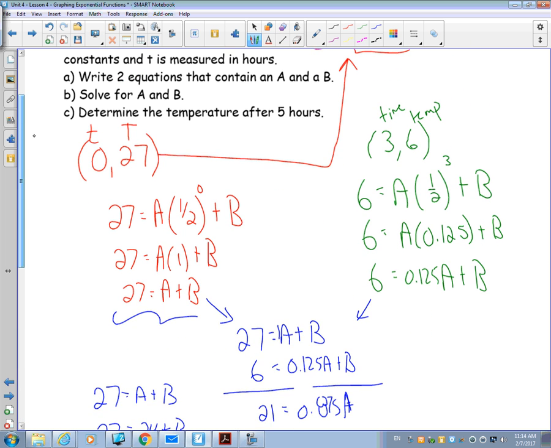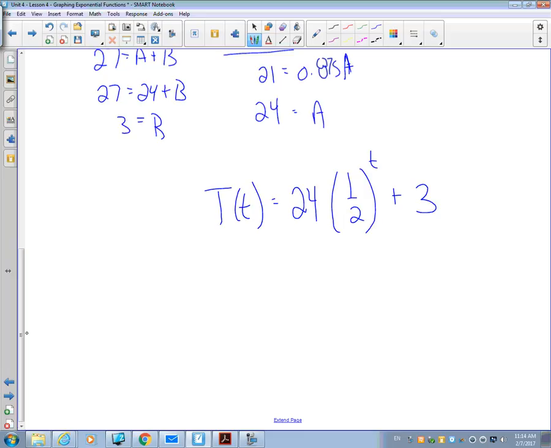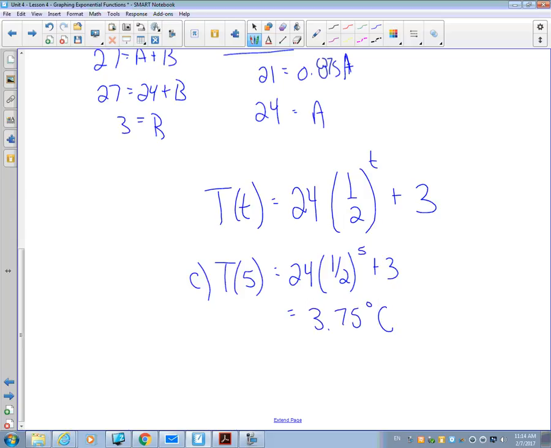Okay? And then part C, figure the temperature after 5 hours. So I can do that. Now I have my equation. My temperature after 5 hours will be given by 24 times 1/2 to the 5 plus 3. And since we already know that 3 hours is down to 6 degrees, we should be able to judge the accuracy of our answer, 3.75, to be somewhat reasonable. And it's starting to level off. It started up high and it went down, right? Because we have a fraction as our base.